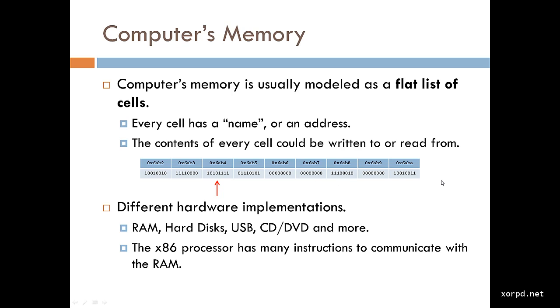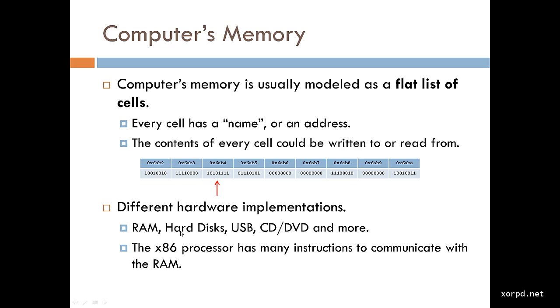There are different hardware implementations for memory. For example, RAM, hard disks, USB, CD, DVD, and more. The x86 processor has many instructions to communicate with the RAM. I just want to mention that usually the x86 processor only has direct access to something like the RAM, because the RAM is the fastest between all of those.